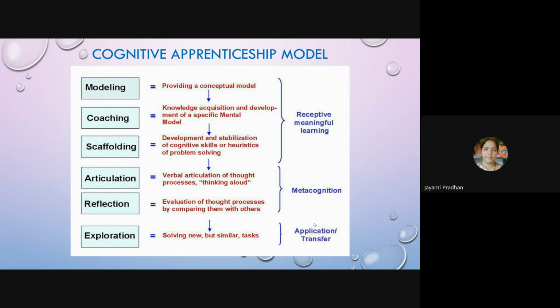Then next one is coaching. Ma'am, coaching implies a knowledge acquisition and development of a specific mental model. From the previous one, that model has been given by the teacher or instructor, but in the coaching phase, we provide other related information to the students so that they can get some clarity over the model, ma'am.